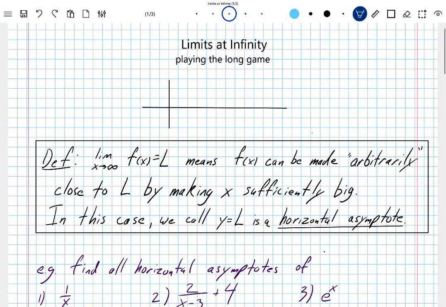Next topic, interesting one, limits at infinity. The basic idea here is, what if within a limit we let x go to infinity? We let x get as big as it wants, or even as negatively big as it wants. We can go to negative infinity.